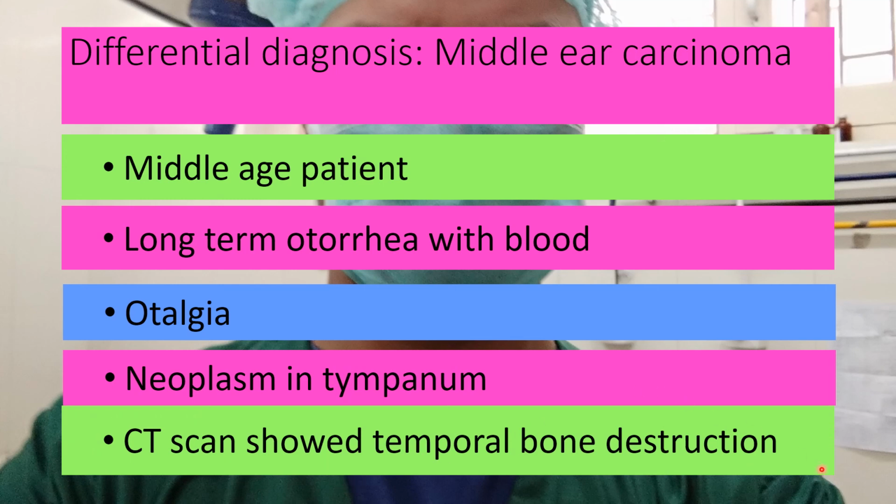CT scan showed temporal bone destruction. If you find temporal bone destruction in the CT scan, you think it is middle ear carcinoma. So you say that the patient is middle-aged, has long-term otalgia, neoplasm in tympanum, and CT scan showed temporal bone destruction. These are features of middle ear carcinoma, so don't go with cholesteatoma, because there is pain, there was already a neoplasm in tympanum, this is a middle-aged person, and there is otorrhea with blood.